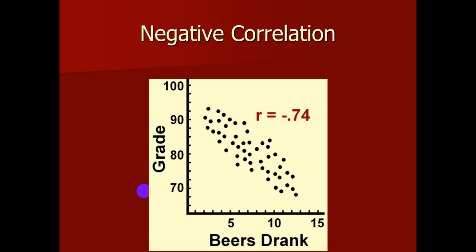So this is a negative correlation. Your grade and the amount of adult beverages you have. And you see the negative number, 0.74 is a pretty strong correlation. The closer it gets to 1, the stronger it is.